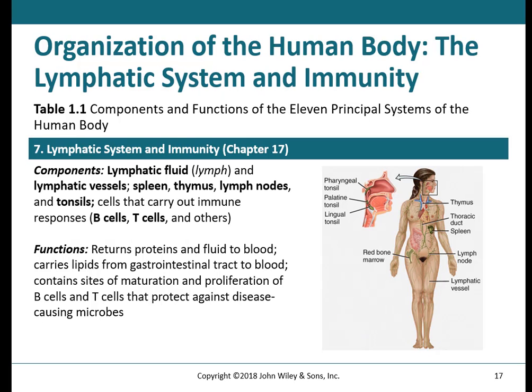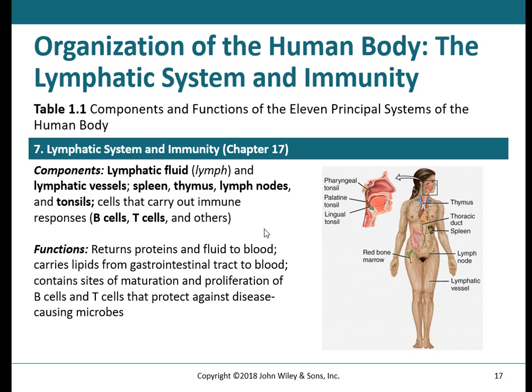Okay, lymphatic system, a lot of times we put that in with the cardiovascular system. It's like a secondary circulatory system. So you contain the lymph fluid, the lymphatic vessels, and then you have organs like the spleen, thymus, the lymph nodes, and the tonsils. So this is your actual immune response. So it helps return proteins and fluid to the blood.